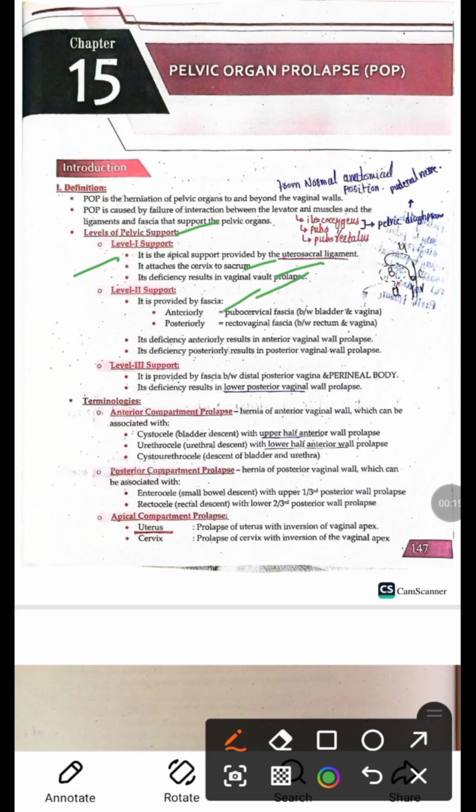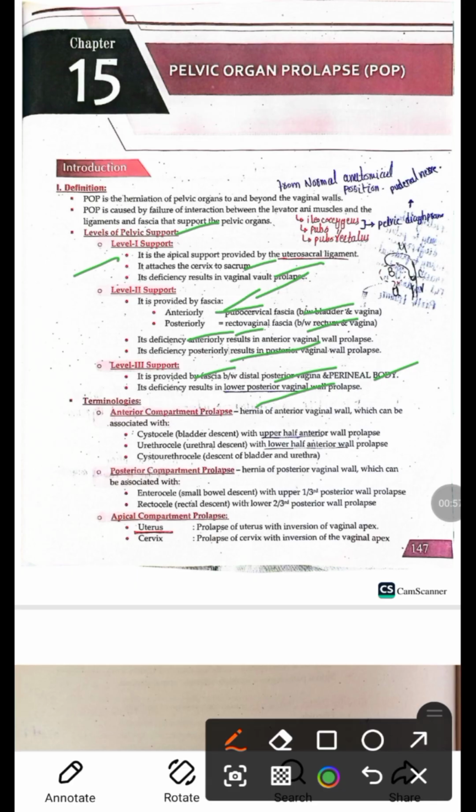Level 2 support is provided by fascia. Anteriorly there is the pubocervical fascia, which is present between the bladder and the vagina, and its deficiency anteriorly results in anterior vaginal wall prolapse. Posteriorly, the support is provided by the rectovaginal fascia, which is present between the rectum and vagina, and its deficiency posteriorly results in posterior vaginal wall prolapse. Level 3 support is also provided by the fascia, but it is present between the distal posterior vagina and the perineal body, and its deficiency results in lower posterior vaginal wall prolapse.